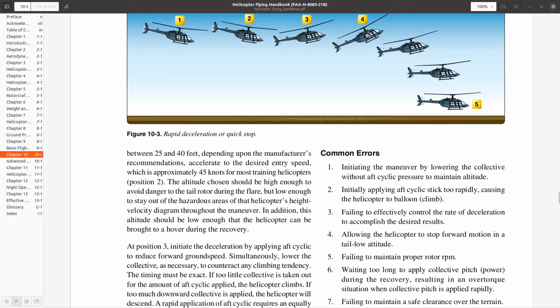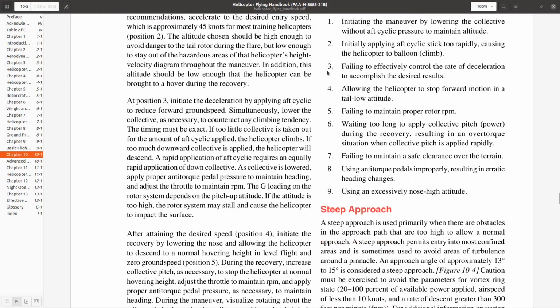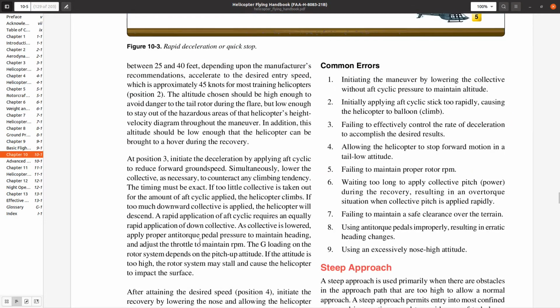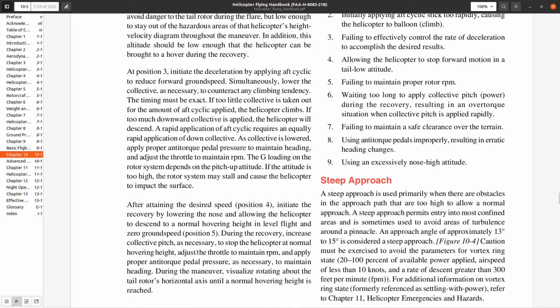So you want to get to point four. So what happens at point four? Well, at point four, you want to initiate your recovery by lowering the nose. And you're going to do a steep descent to the ground. So we're doing a steep descent, and then we get down to position five. Now we want to recover. All right, so how do we recover at position five? We increase the collective. And we also will put in pedal because we're just suddenly upping the power. It's an awful lot like the recovery from an autorotation.